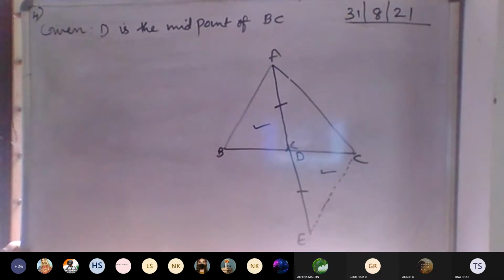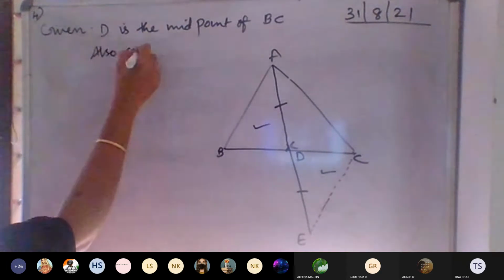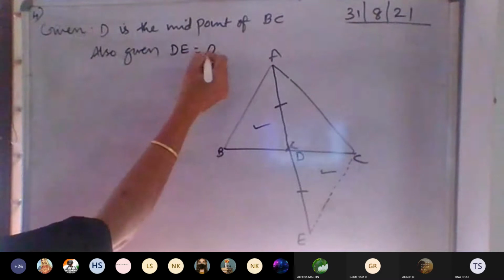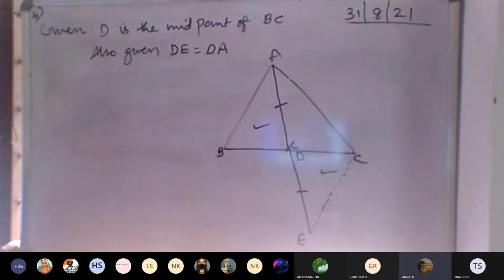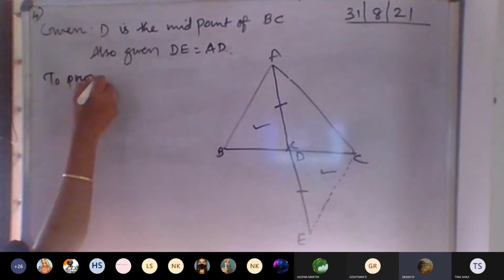AD is equal to DE, also given. Prove that triangle ABD is congruent to triangle ECD.